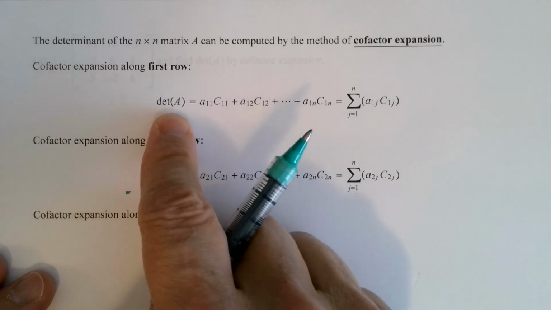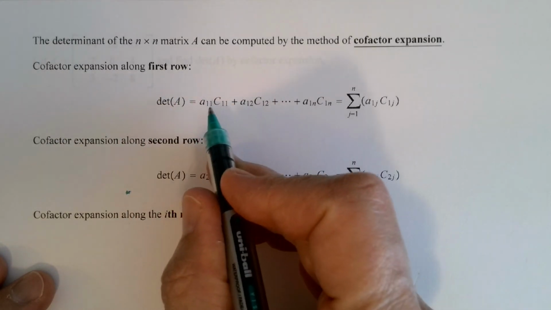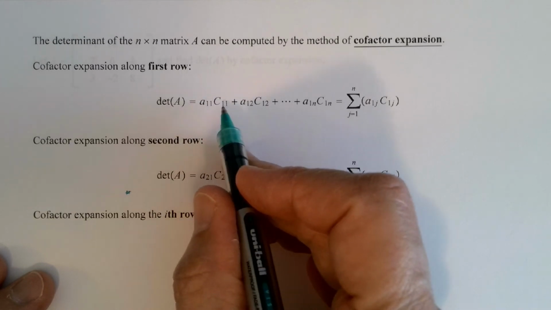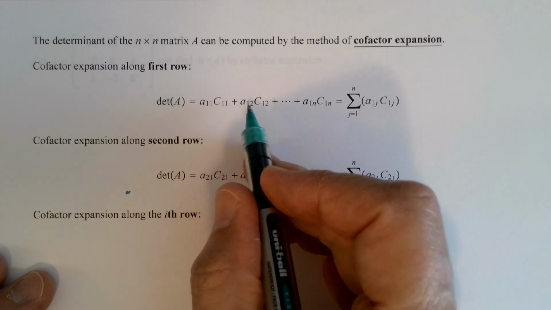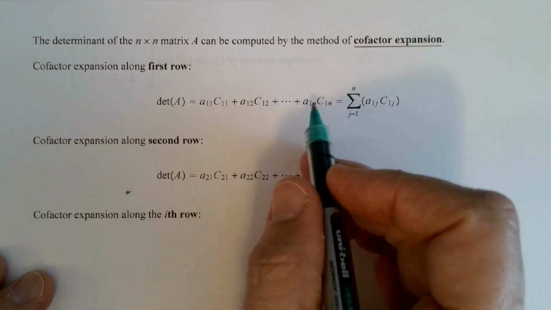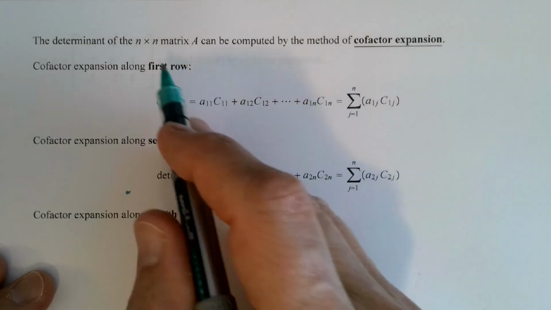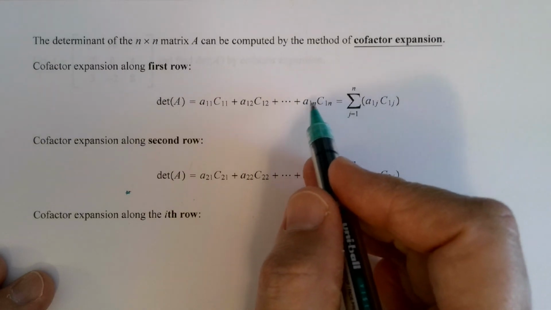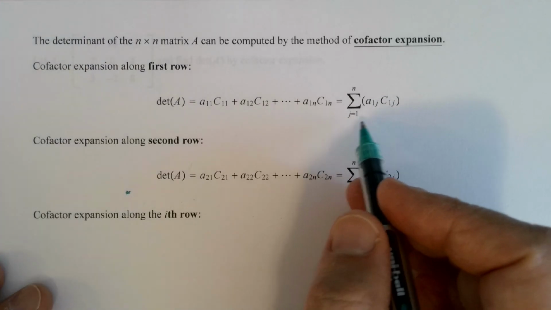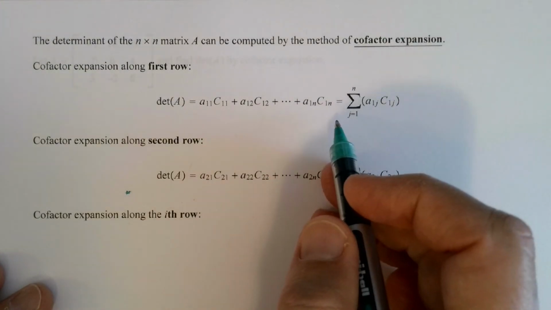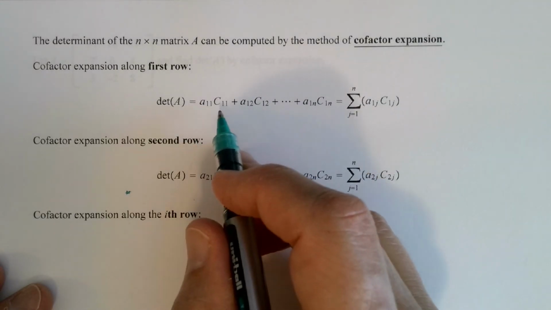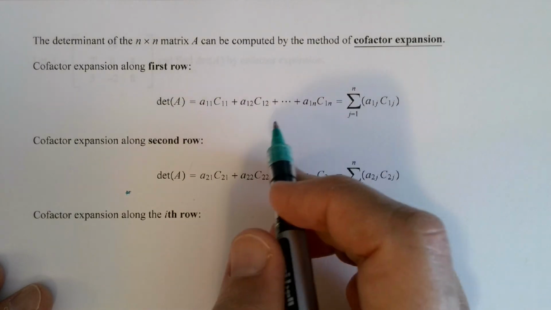The determinant in that case, going along the first row, is: take the first entry in the first row, which is A11, and multiply it by its cofactor. Then take the second entry in row 1 and multiply it by its cofactor, and the third entry and fourth entry, all the way to the last entry. This is n by n, so the last entry will be A1n times its cofactor. Add them all up. In summation notation, we can write it this way. This is the determinant using the method called cofactor expansion. We multiply the entry by its cofactor, and then we add them all up.